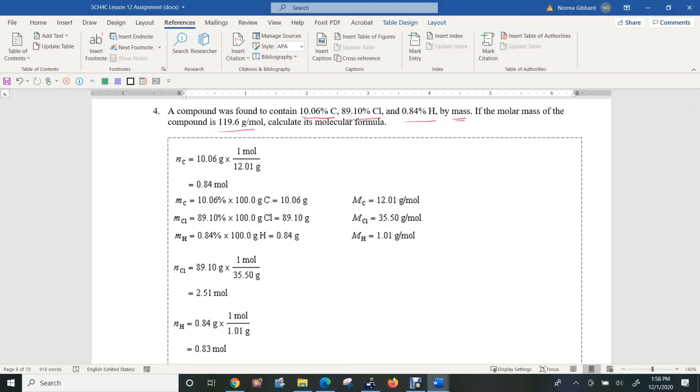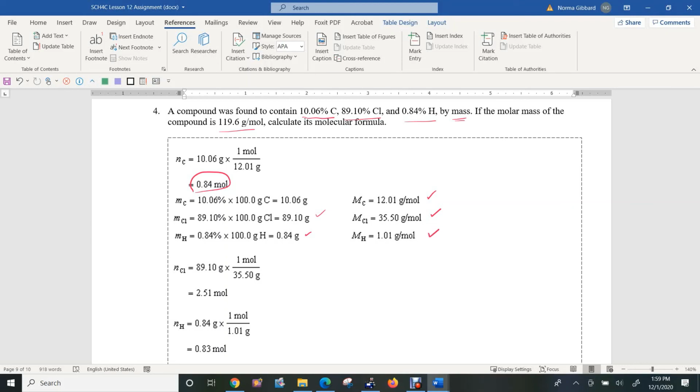So again, you want to find the amount for each element. So n, the number of moles, is 0.84. The mass of carbon is 10.6. The molar mass of carbon is 12 grams per mole. And chlorine is 89.10, and the molar mass is 35.5. And next we have hydrogen at 0.84. This is coming from the percents, of course. The molar mass is 1.01.